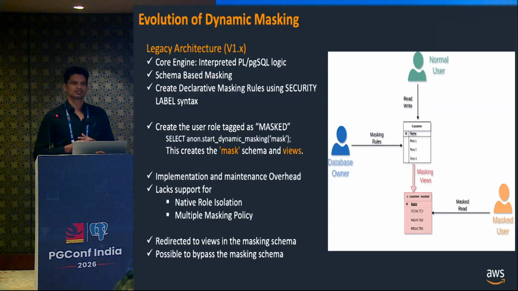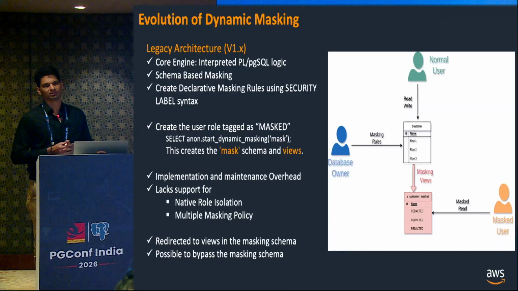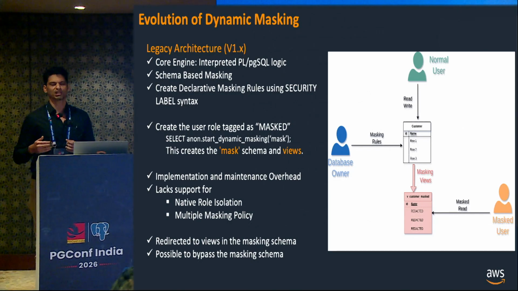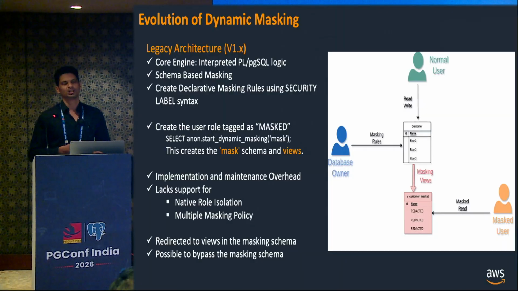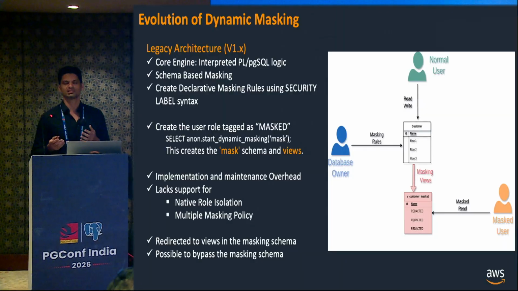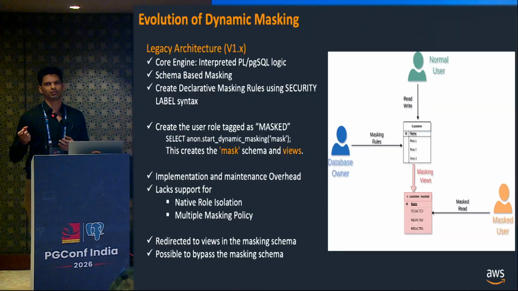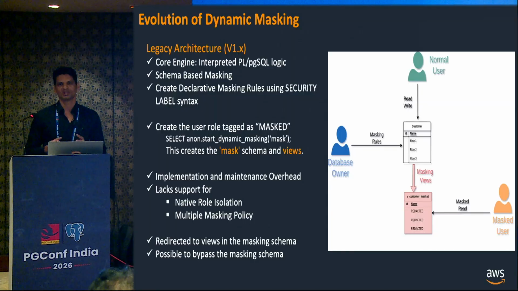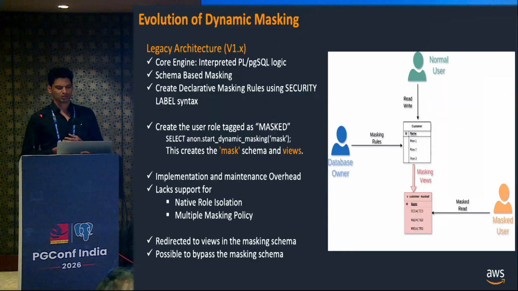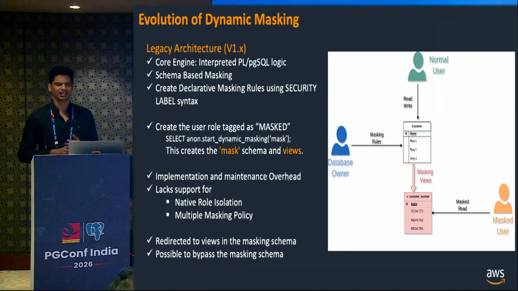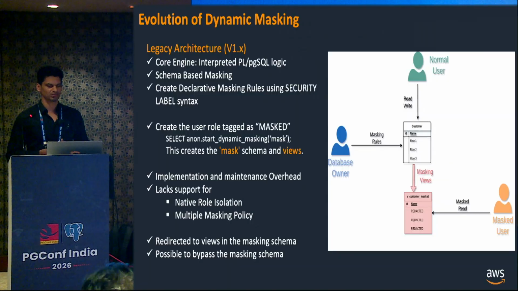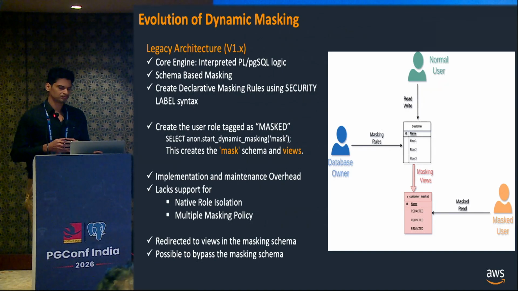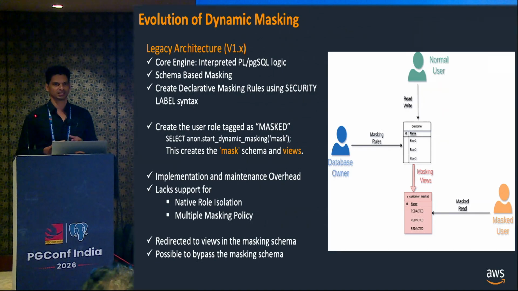But the catch here is that it is easily bypassable. As long as the user has access to the underlying table or schema, if he has the permission, he can easily change the search path to his user schema and query the table, or he can just prefix the schema name in front of the table name and directly query the table. So it is very vulnerable to security. It is really unsafe to use, and it lacks native role isolation support, because it doesn't allow you to create multiple masking policies. It creates only one masking policy in version 1.